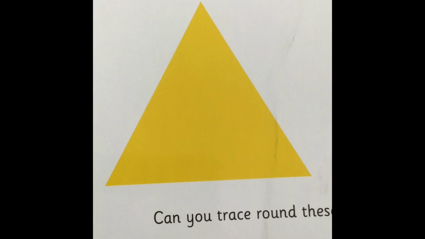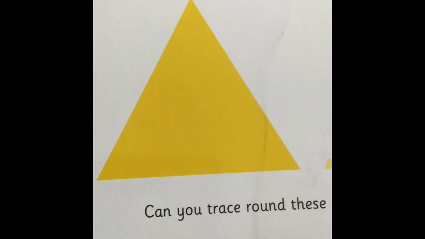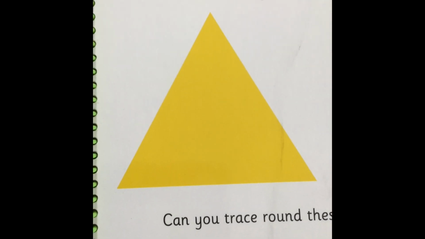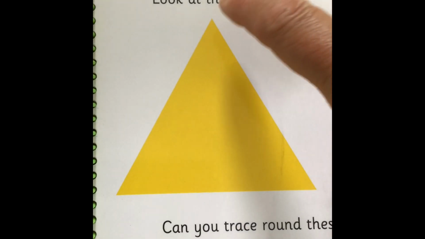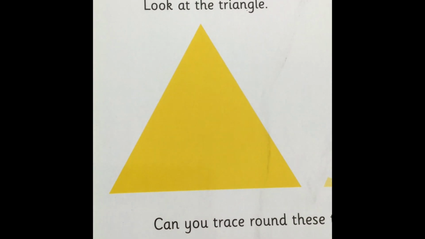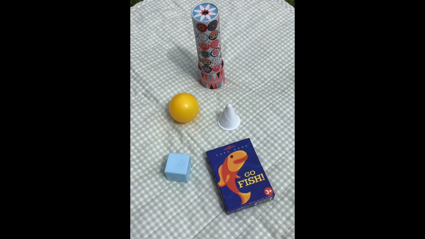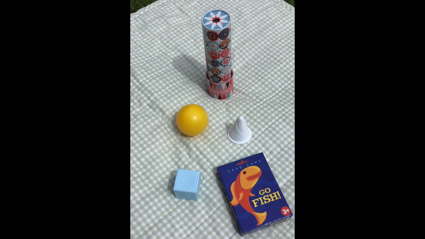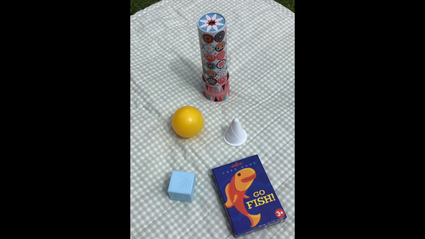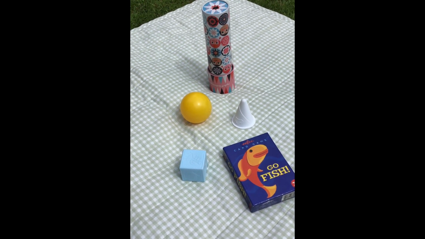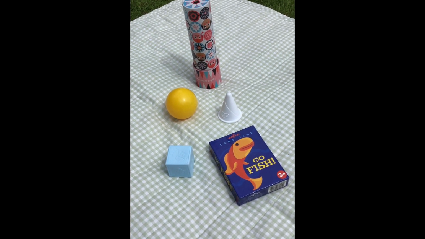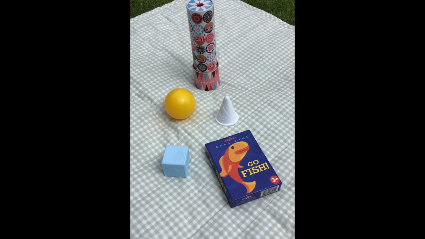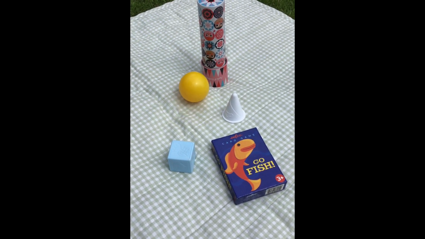How many sides does a triangle have? Let's see if you're right. 1, 2, 3. And how many vertices? 1, 2, 3. Brilliant. In my playroom, I found these 5 objects, and these are all different 3-dimensional or 3D shapes. Do you know the names of any of these shapes? We'll discuss them now and see if you can learn the names for these 3D shapes.